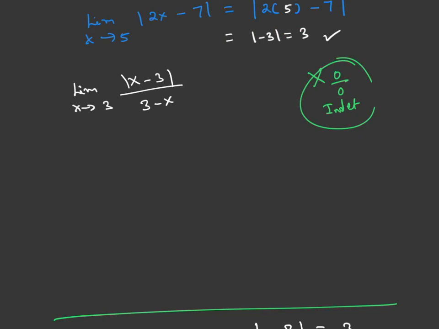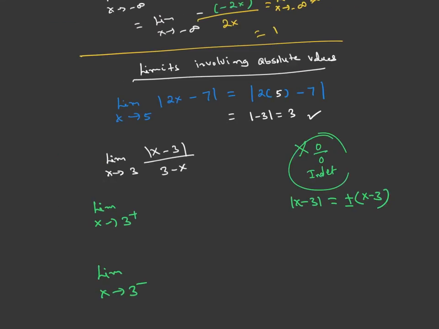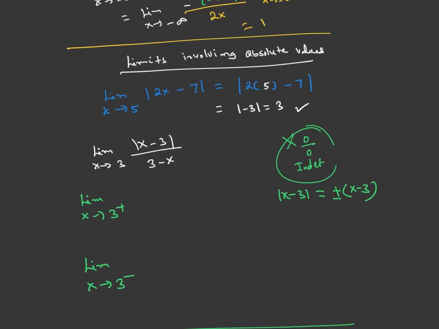Now let's apply what we learned. So when I plug in and get 0 over 0, we know absolute of x minus 3 is not just x minus 3, it is supposed to be plus or minus x minus 3. So we are going to do left and right limits. This is another condition. If you have absolute value limits, and if it's indeterminate, then you must do left and right limits.